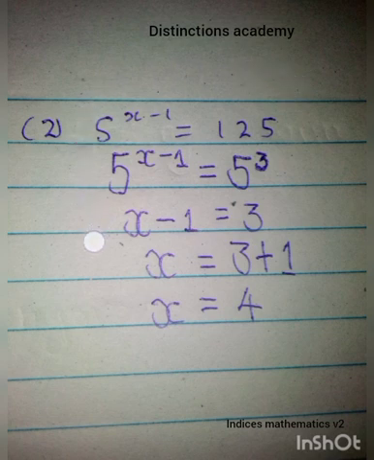So when we make the bases equal, 5 and 5 multiply itself 3 times gives us 125. We cancel the bases and bring down the powers. x minus 1 is equal to 3. Again, we collect like terms. -1 crosses the equal sign and becomes positive. Therefore, x is equal to 4.